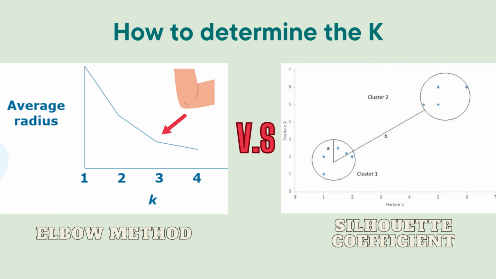Hi guys, in the k-means algorithm, it is very important to choose the correct k value. We can select the value of k through the following two methods, which are the elbow method and the silhouette coefficient method.